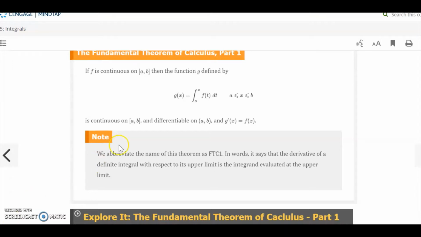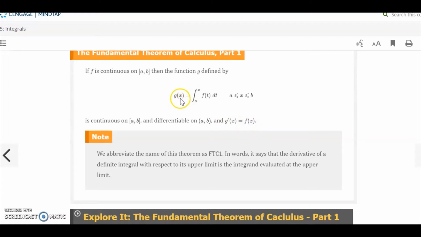So it's saying if f is a continuous function on [a, b], then the function g defined by g of x, and we're going to let it equal the integral from a to x, where a is a constant value, of the function f of t dt, and x is between a and b, is continuous on [a, b], and differentiable on the open interval (a, b), and the derivative of g is going to be equal to f of x.